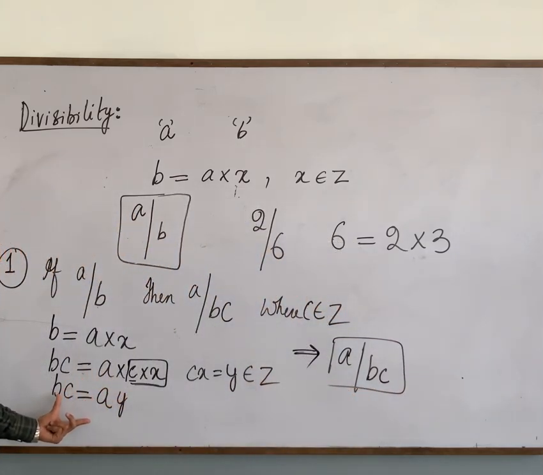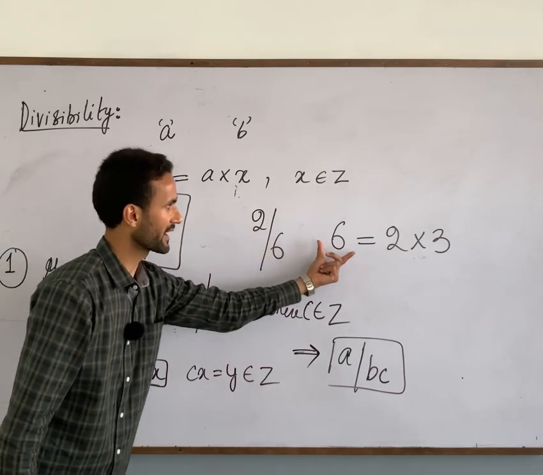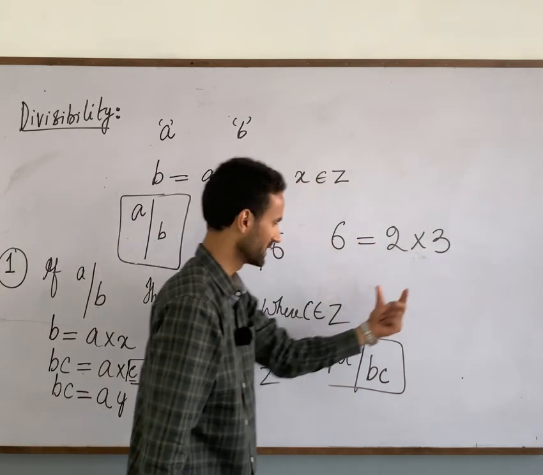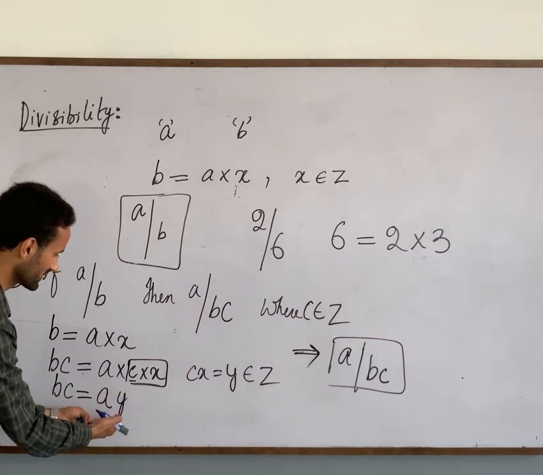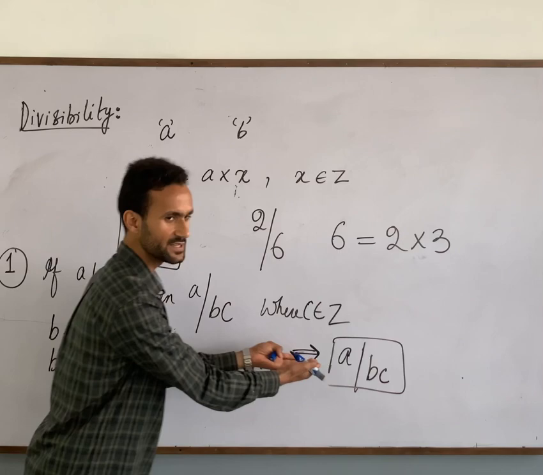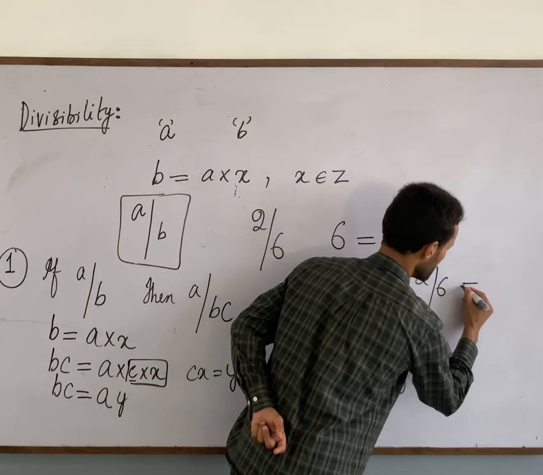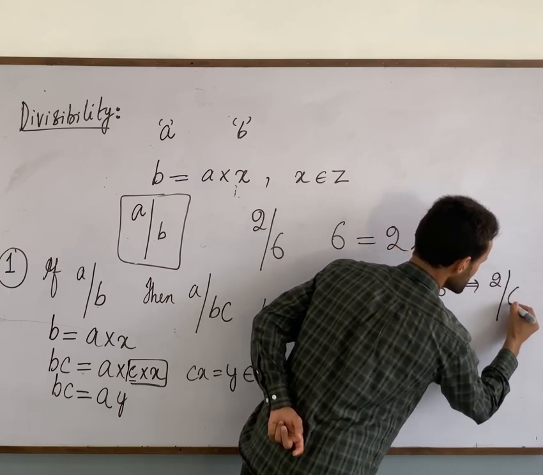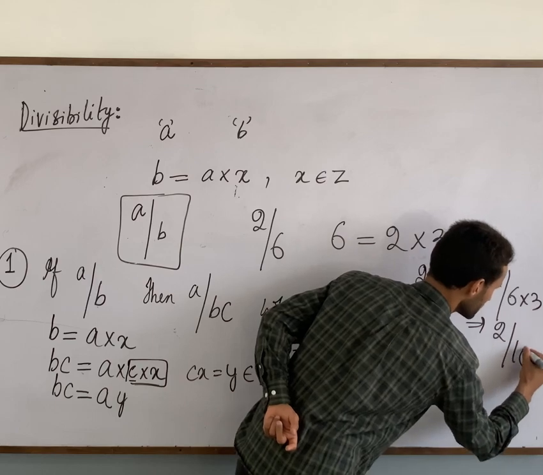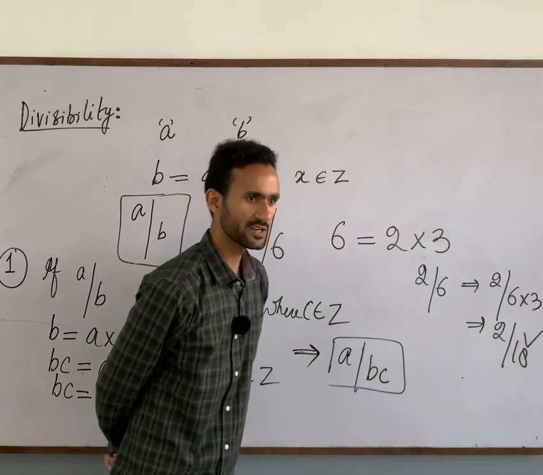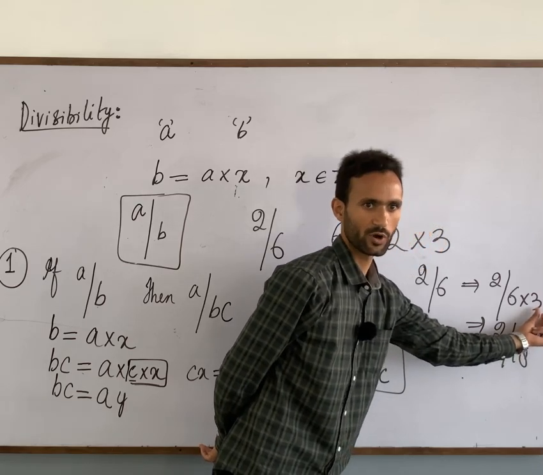Because if we go back to the definition, just like 2 divides 6, I can put 6 as 2 into 3. Here bc is equal to a into y, while y is an integer, that means a divides bc. It's like this: if 2 divides 6, it implies 2 divides 6 into 3, which implies 2 divides 18. That is also correct, right? Here I have taken 3 as an integer. That is the first property of divisibility.